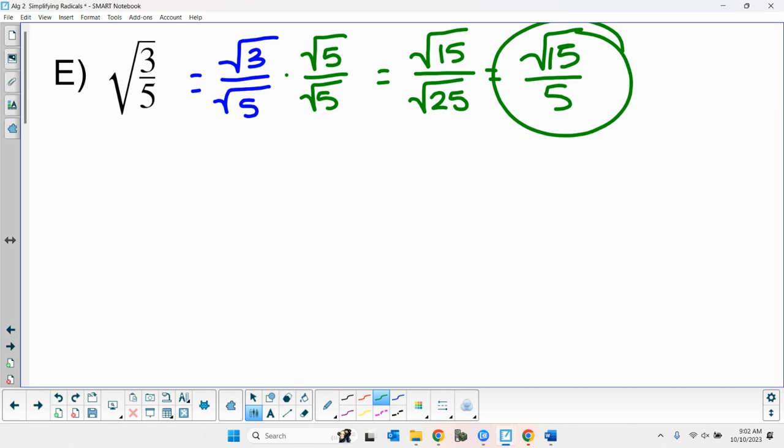You cannot reduce that 15 over 5 because one of them is under the radical and one of them isn't. If they were both under the radical sign, I could have reduced it. Okay, you understand? To reduce fractions, they both have to be outside the radical sign or both underneath the radical sign. Don't mix them.